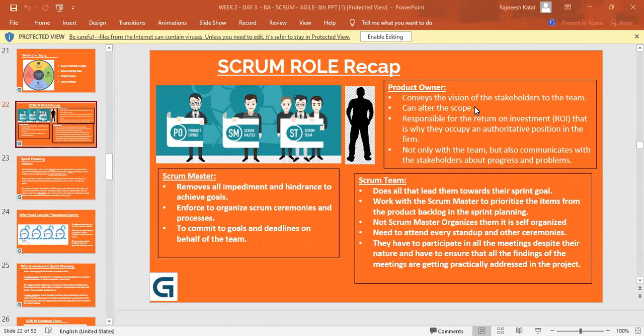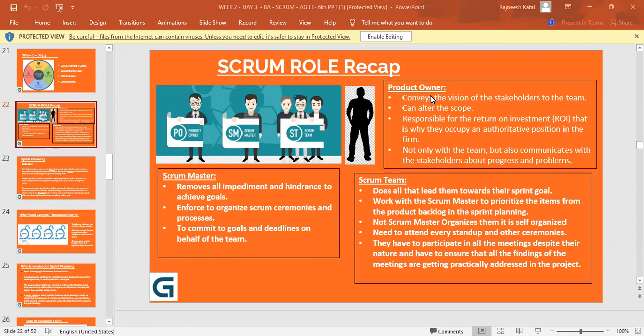Mention it as a keyword. It can be asked in an interview what are the main responsibilities or rights or things that the product owner carries out. That's one of them. First is conveying the vision of the stakeholders to the team. This is quite interesting.